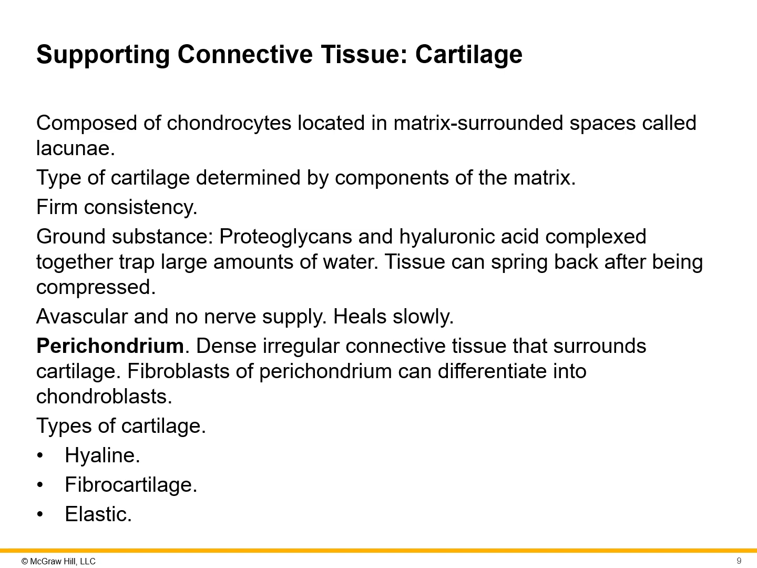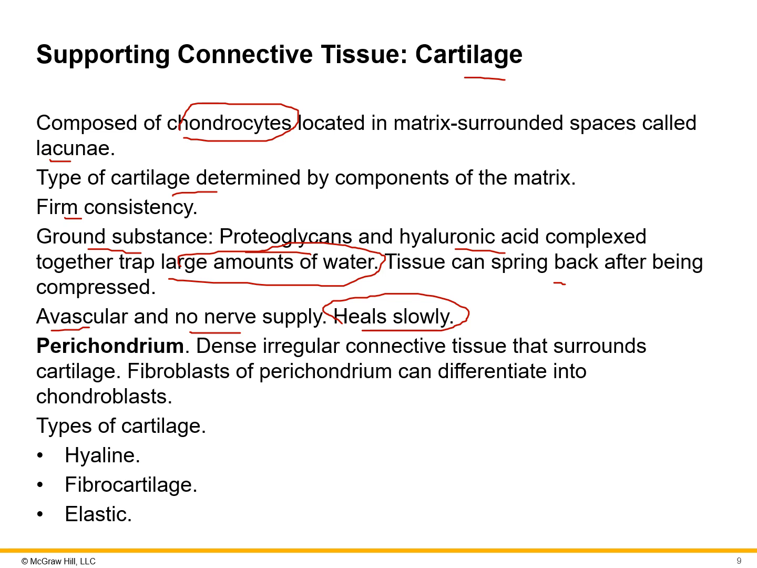Now, some of the supportive connective tissues that we have, so cartilage, for example, is one. It has those chondrocytes with that extracellular matrix that's called lacunae. So the types of cartilage, though, depends on that matrix. So it has a firm consistency, and again, that ground substance that we just went over is the proteoglycans, as well as the hyaluronic acid that, again, helps trap all that water in, so they can spring back after being compressed. Now this is avascular, so no blood flow coming in, also no nerves coming in. So because it doesn't have blood coming in for nutrients and it doesn't get stimulated by nerves, the healing is really slow in our cartilage.